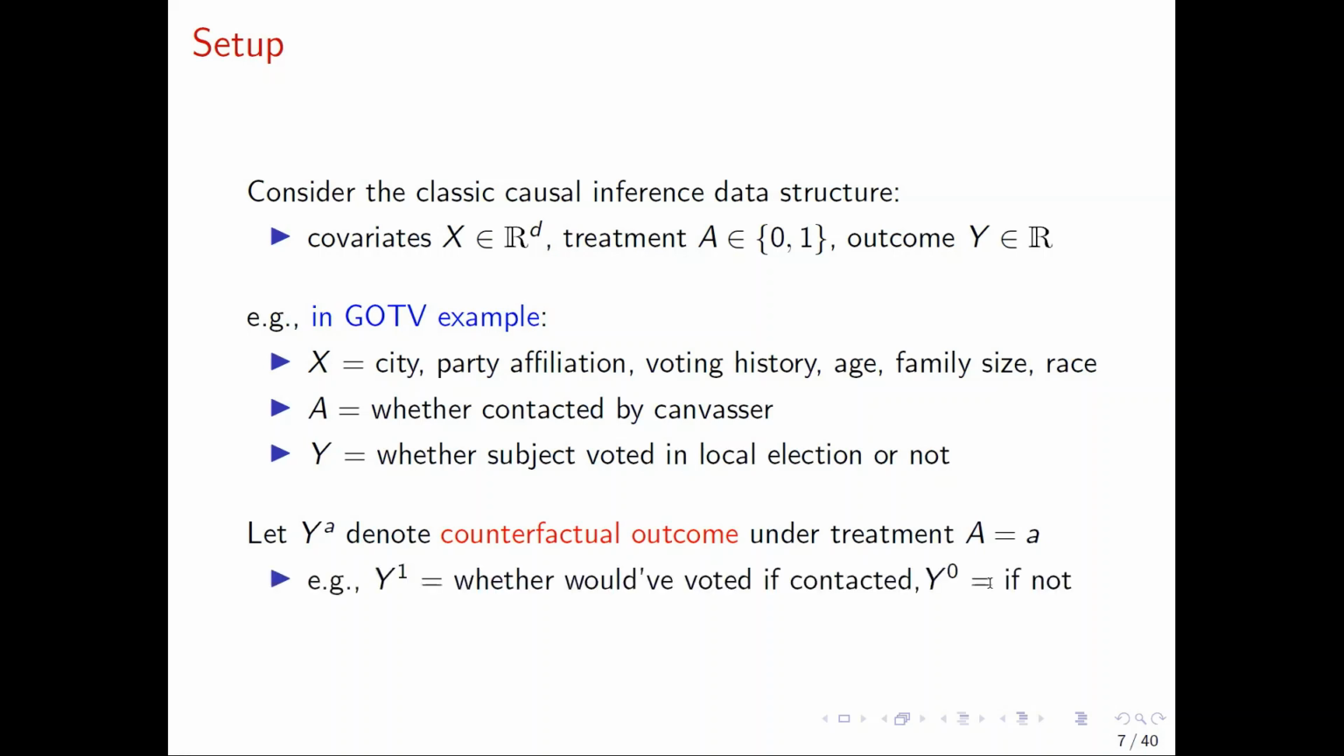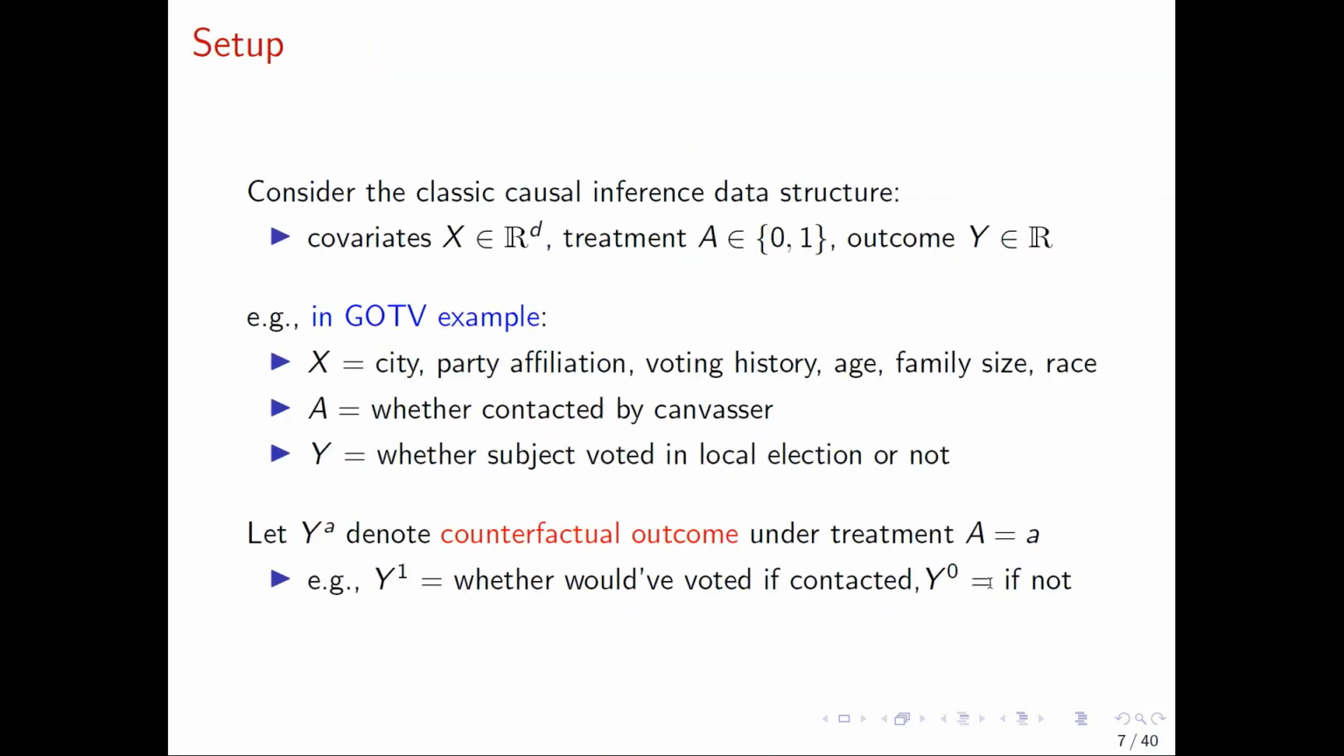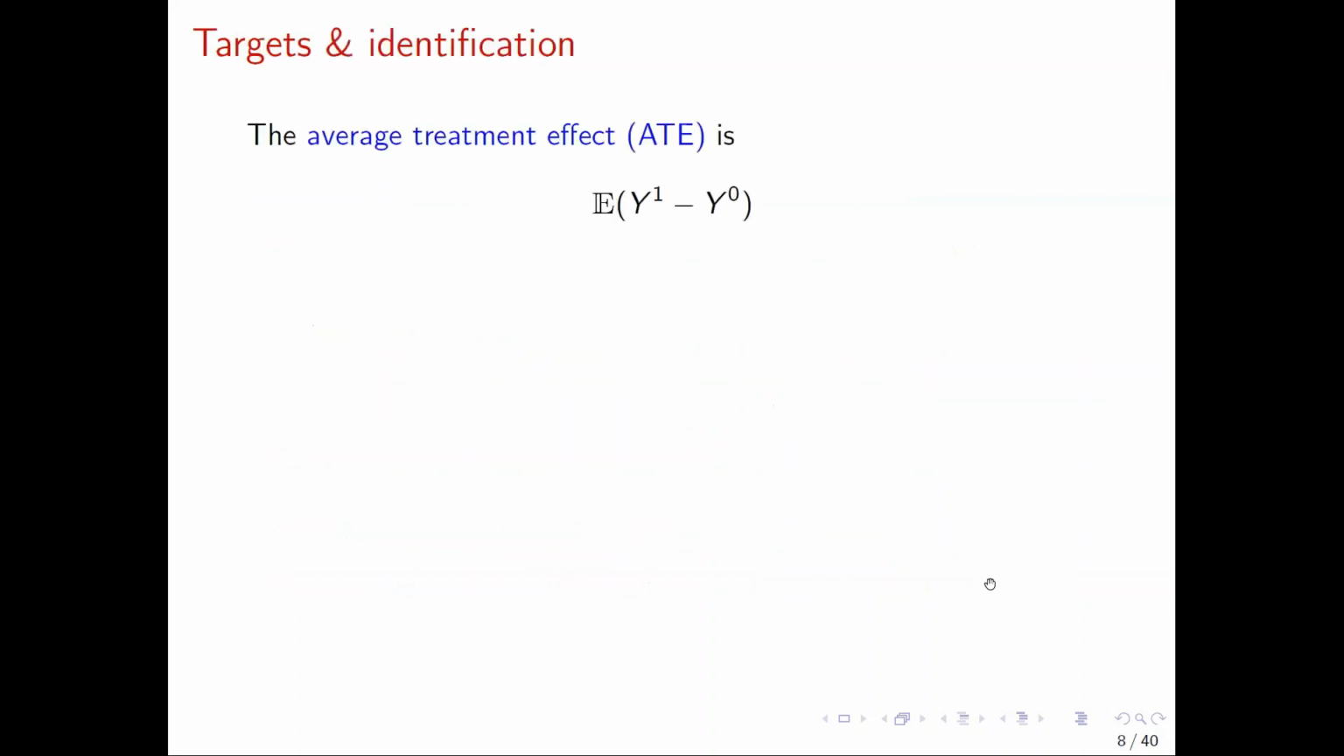And so Y1, for example, would be whether I would have voted if I was actually contacted by a canvasser and spoken to and reminded of an upcoming election. Y0 would be whether I ended up voting if I was never contacted. Right. So in the observed data, we don't get to see these Y1s and Y0s for everyone. At best, if I'm actually canvassed, you get to see my Y1. You get to see my outcome if I was treated. But you don't get to see my Y0. That's hidden from you. So this is sort of like a missing data problem.